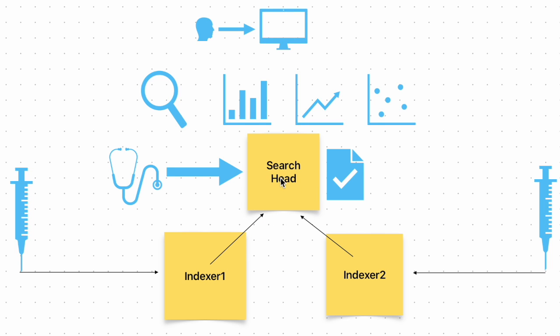There is one more benefit if you distribute the roles: concurrent users. The search head, or Splunk, can handle more than one user and many data sources. So that is one of the benefits of a distributed environment.